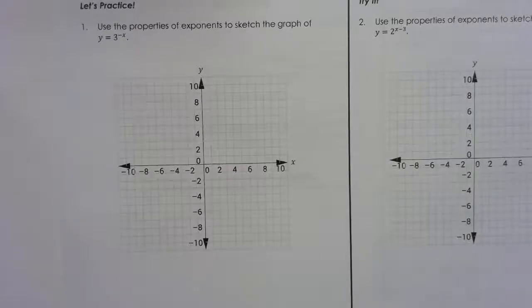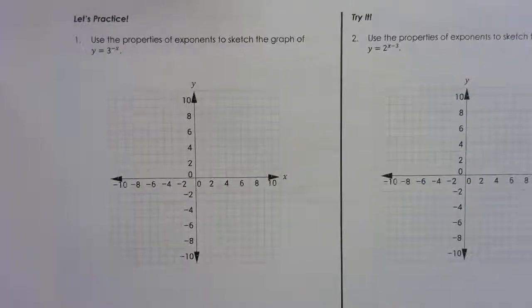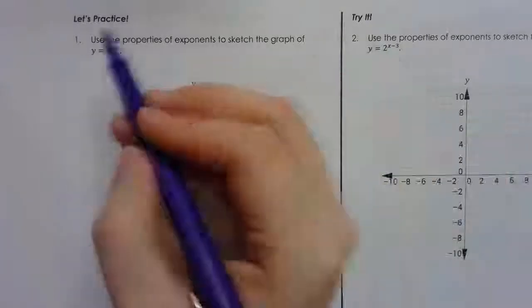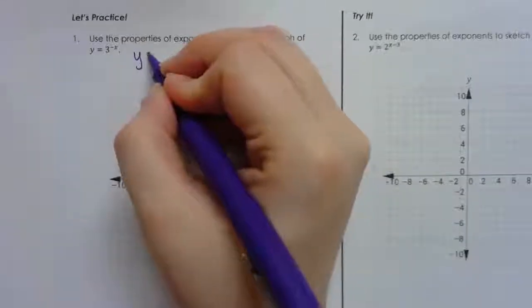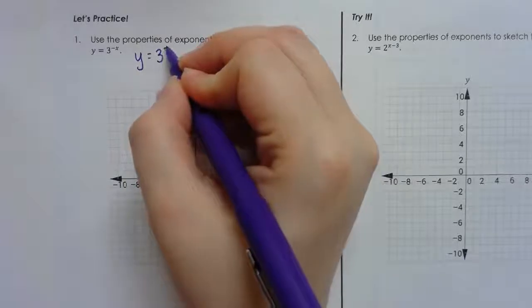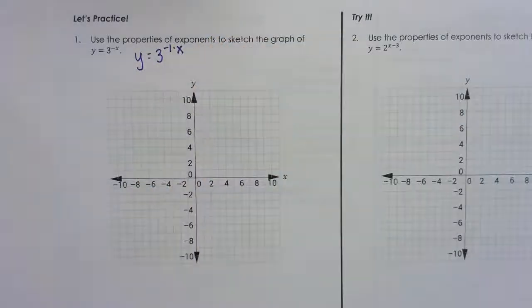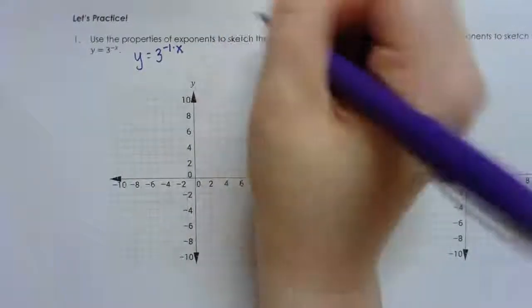Use properties of exponents to sketch the graph of y equals 3 to the negative x. So y equals 3 to the negative x. Could I write this as y equals 3 to the negative 1 times x? Do you agree with that? Okay. So when did I multiply exponents? When was the only time that I multiplied the exponents? Talk to your partner. Right, the only time I multiplied exponents was when it was a power to a power.